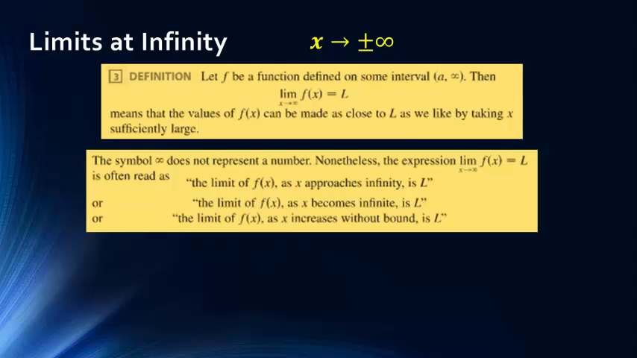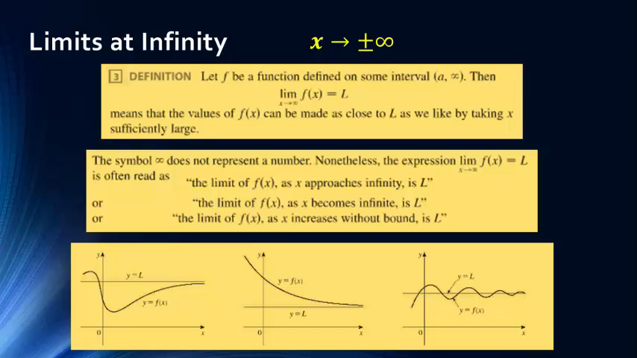Now remember that the symbol infinity doesn't represent a number, but we still use it in our notation, and so we say the limit of f of x as x approaches infinity is L. These are just different ways of saying that. You can read through them. As x becomes infinite, as x increases without bound because it's going to infinity. All of those are fine examples.